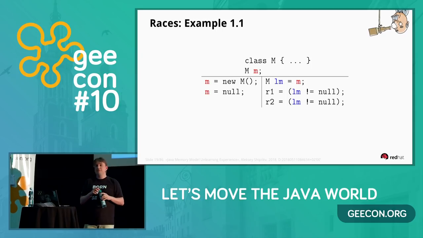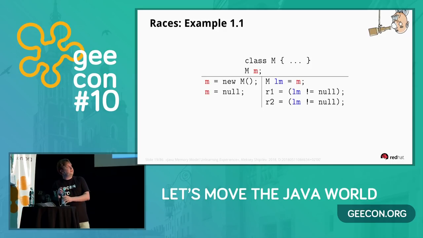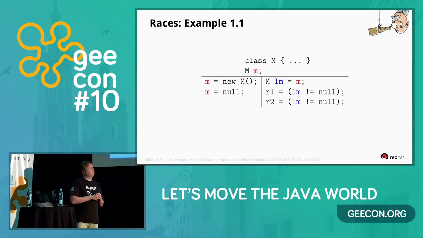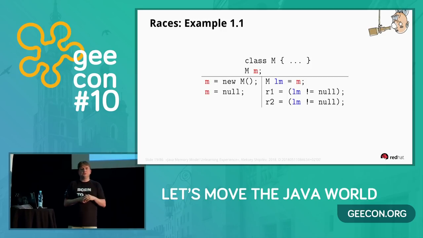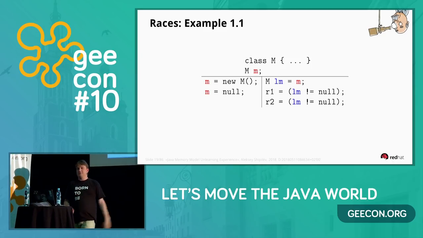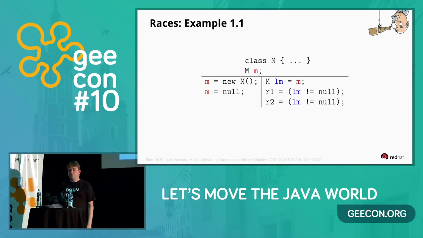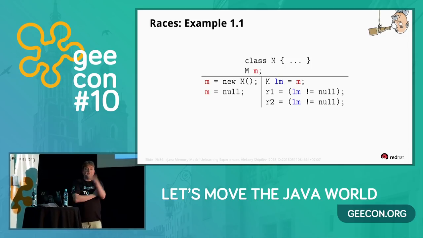And the second thread reads it into the local variable and null checks it twice. So R1 and R2 are obviously Booleans. What do you think are the plausible executions of this thing under the GMM rules? What does GMM say are the good results for R1 and R2? Who is for true, for instance? Is it valid? Sure, it's valid.